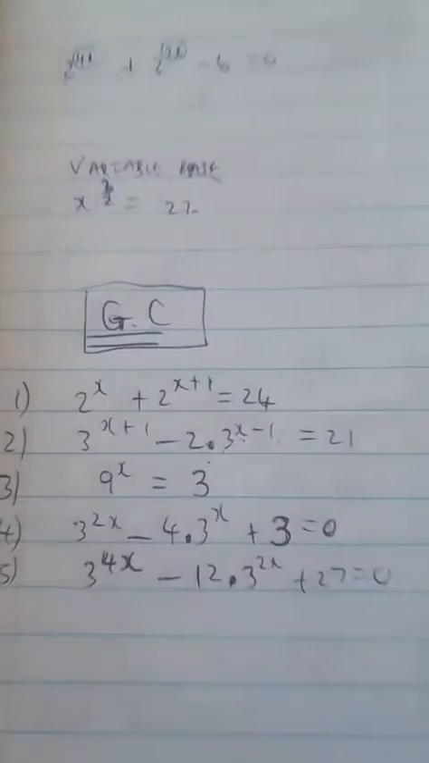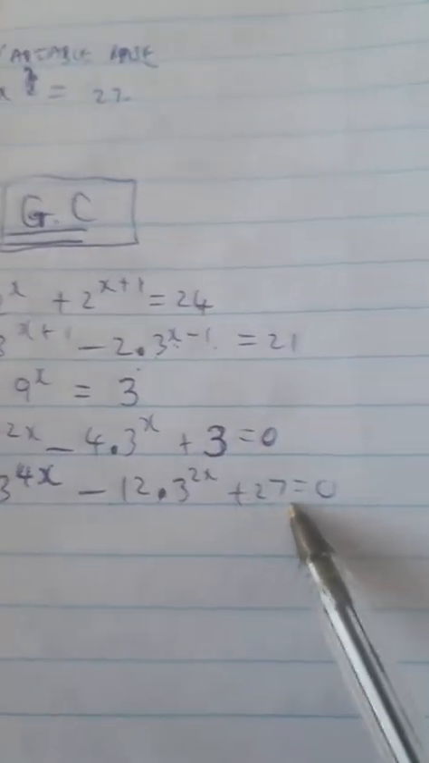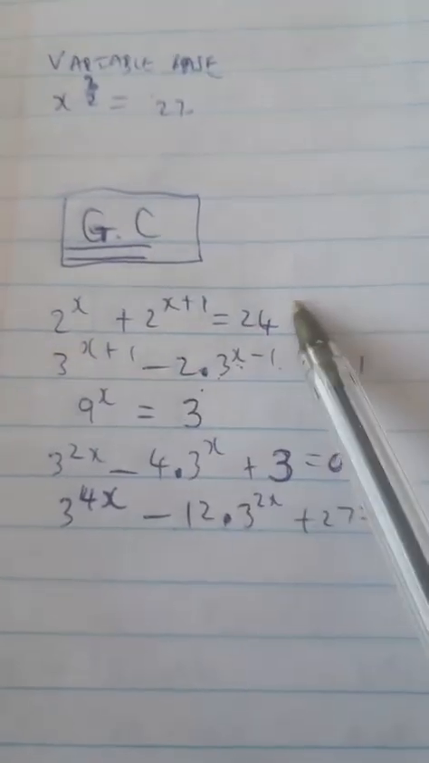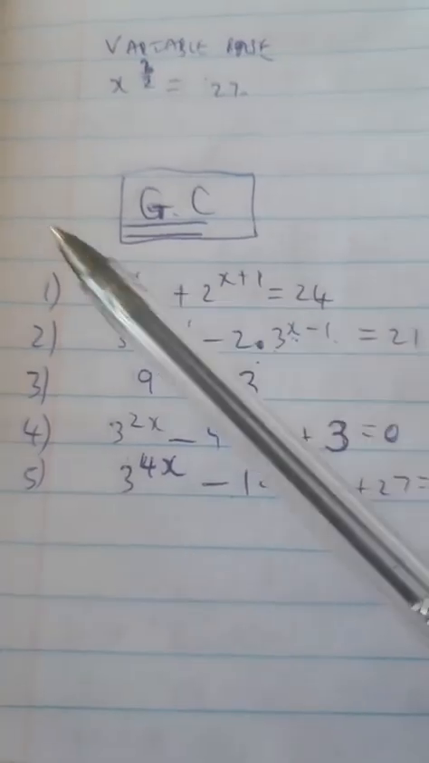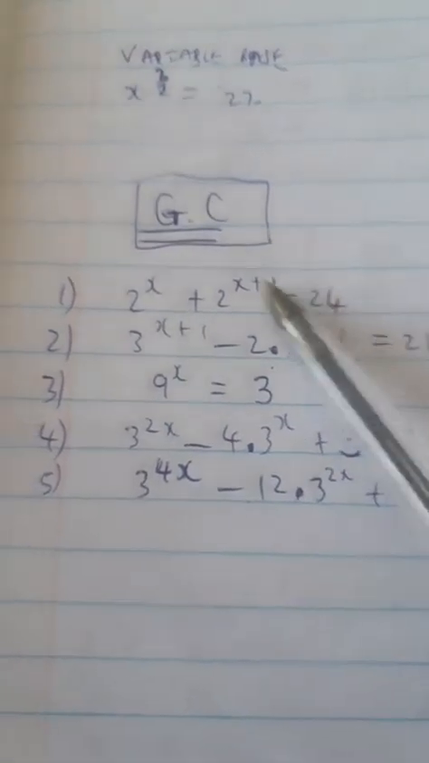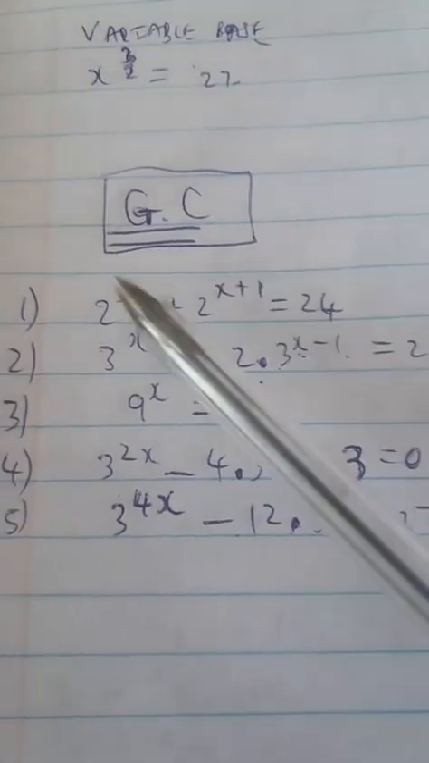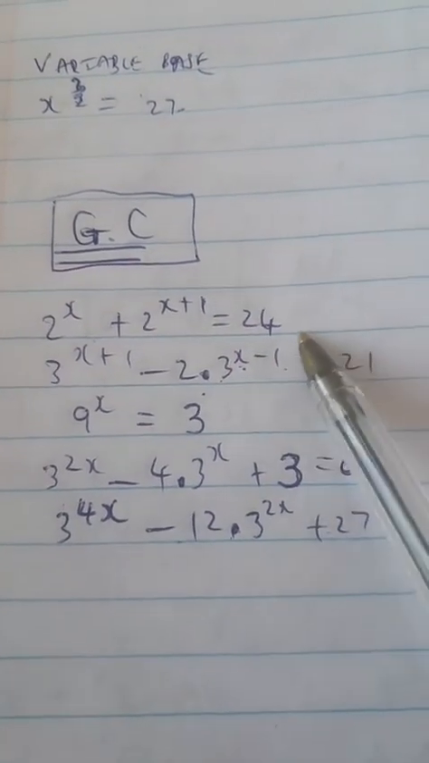So for instance, this was our game challenge that we had received last time, that I had asked those who were in the live to actually do and complete. Question number 1, where you have 2 to the power x plus 2 to the power x plus 1 is equal to 24.